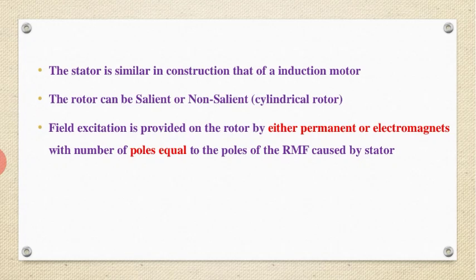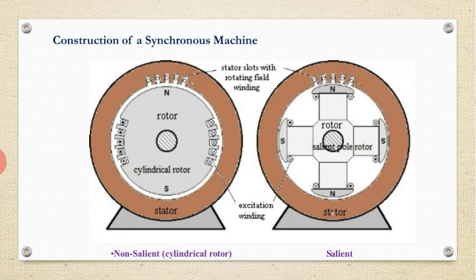Here the stator is similar in construction to that of any induction motor. The rotor can be a salient or non-salient pole. The field excitation is provided on the rotor by either a permanent magnet or an electromagnet, with a number of poles equal to the poles of the RMF caused by the stator.